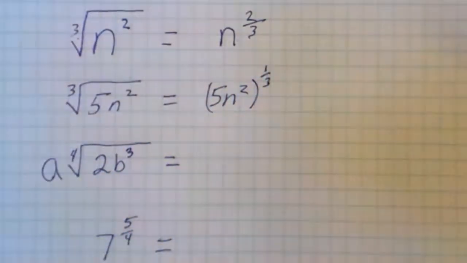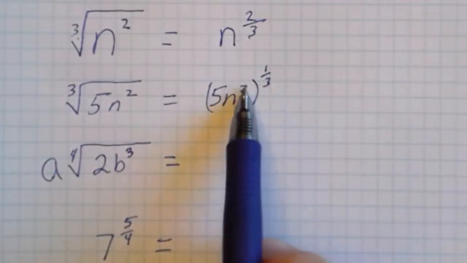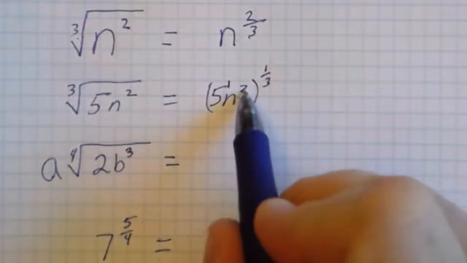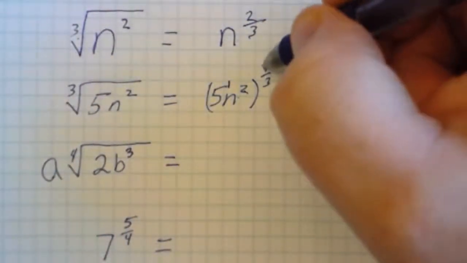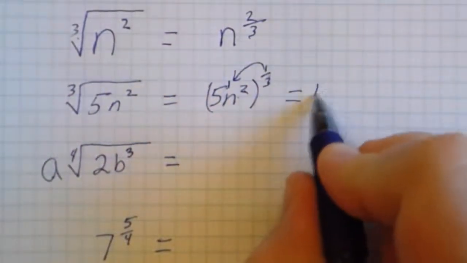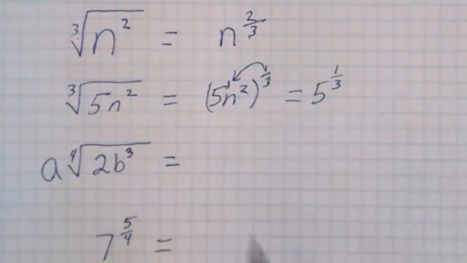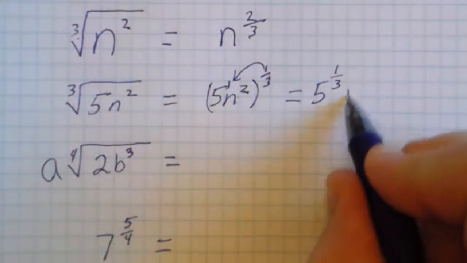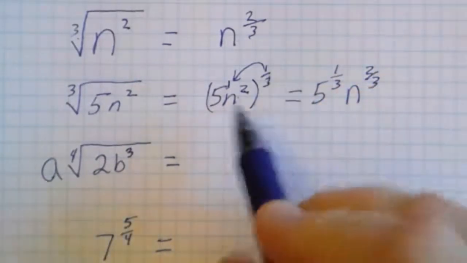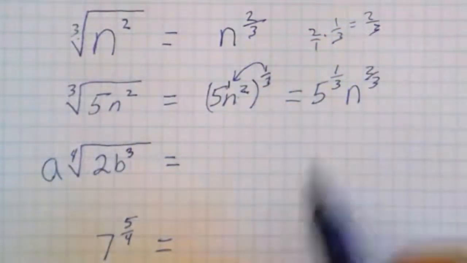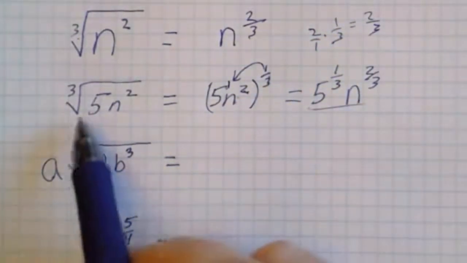Now we can't leave it like that because we can still distribute this 1/3 power to both of these terms. I'm going to go ahead and put a little 1 right here on the 5 because the n already has a power of 2. And then we're going to distribute this 1/3 to the power of 1, so 5 to the first raised to the third is equivalent to 5 to the 1/3 power. So power raised to another power, you have to multiply here. And n to the second raised to the 1/3 is equivalent to n to the 2/3 power. So we get 2 over 1 times a third, which gives us 2/3, and that's where our exponent comes from. And this is our conversion right here from radical form.